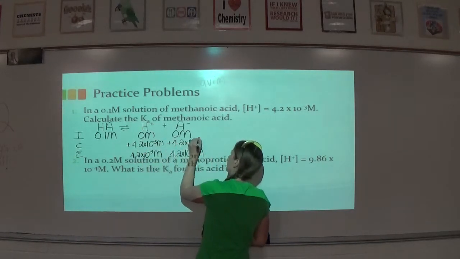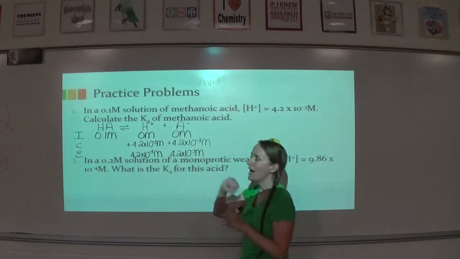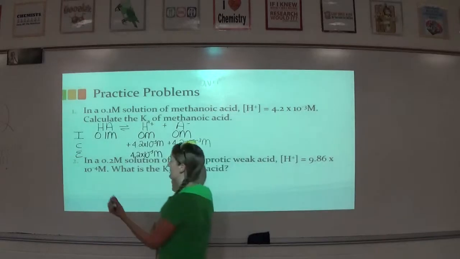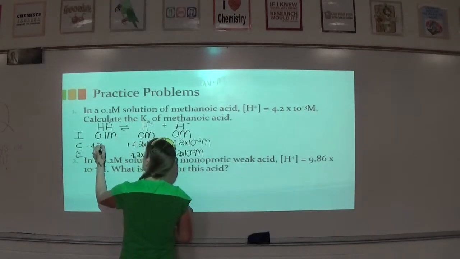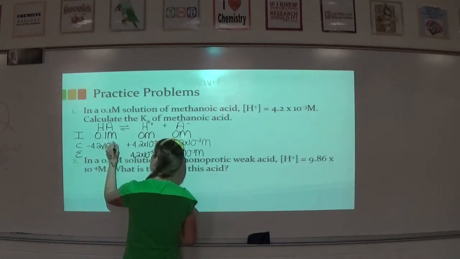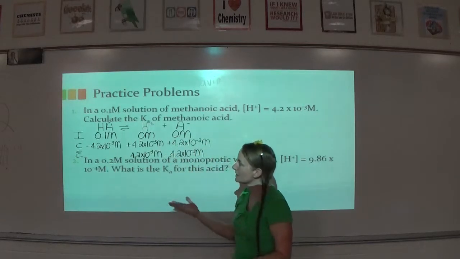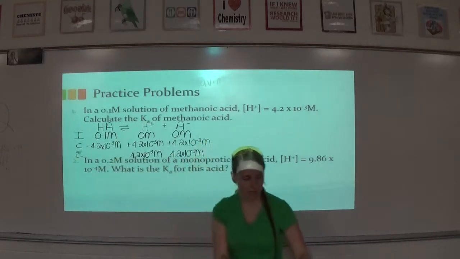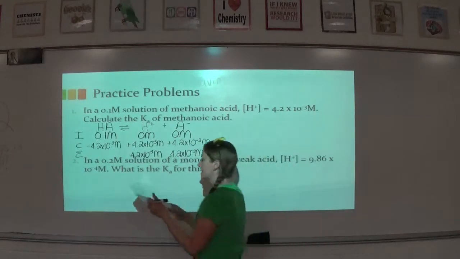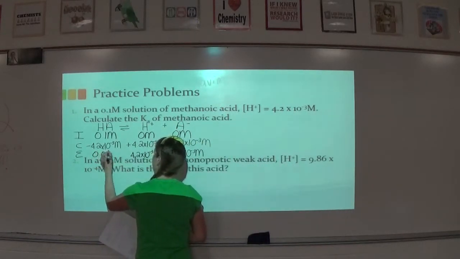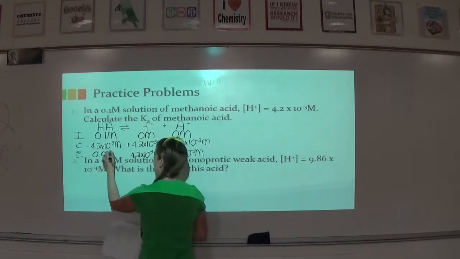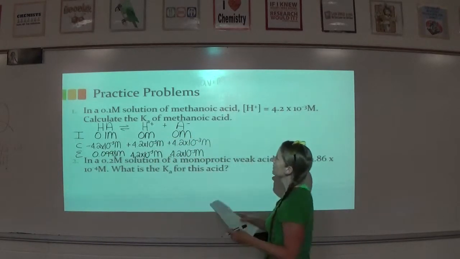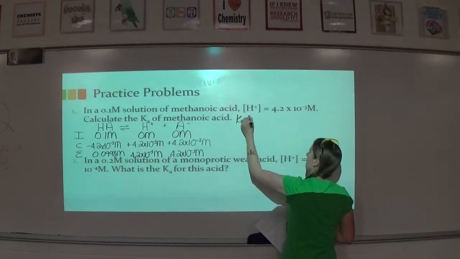for both of them. But remember, if you added that much to the products, what do you do to the reactants? You have to subtract that much. So minus 4.2 times 10 to the negative 3 from my reactants. And so then to get this equilibrium value, you just do 0.1 minus that number. So when I did that, I got 0.0998.